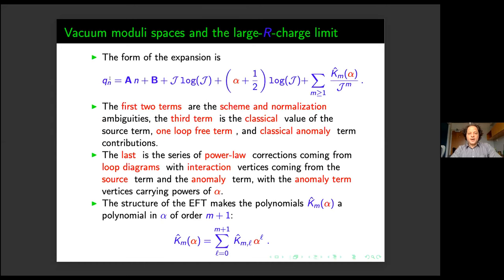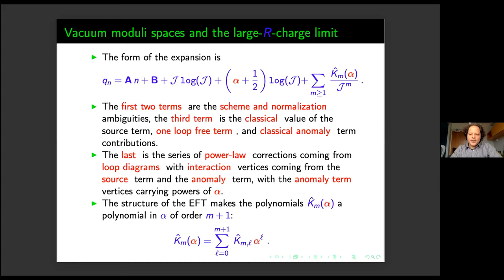So the form of the expansion is this. You have a linear term in n in Q_n, the log of the correlator. You have a term that's n to the 1 and n to the 0. And these are the scheme-dependent bits, a and b. And then the rest of the terms are universal and calculable, where I haven't said what these k hats are yet. But these power law terms are all calculable and can be, in principle, computed by just straightforwardly quantizing the EFT.